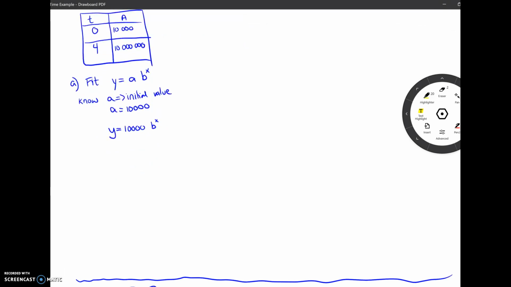How we do that is we sub in our other point. We know we have an output value of a population size of 10 million when we have an input value or x value of 4. Subbing into our equation, that leaves us with just one unknown, that b value that we can solve for. The first step in solving an equation like this is to divide both sides by the coefficient.